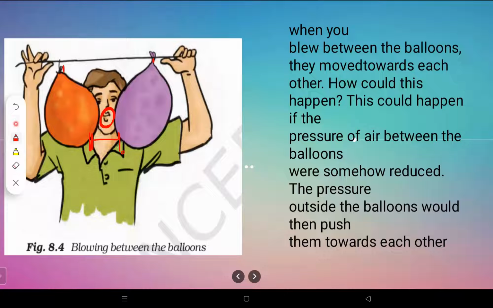Are you going to tell me? Chitresh, as I told you in the previous experiment, the same concept will be applied here. High speed and reduced pressure. Think about it.